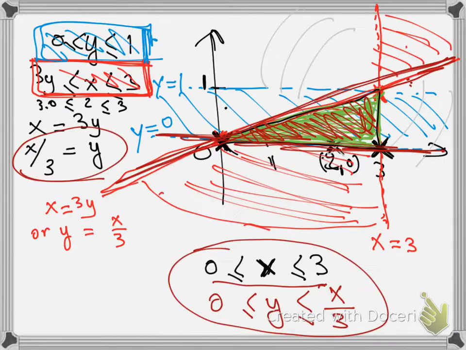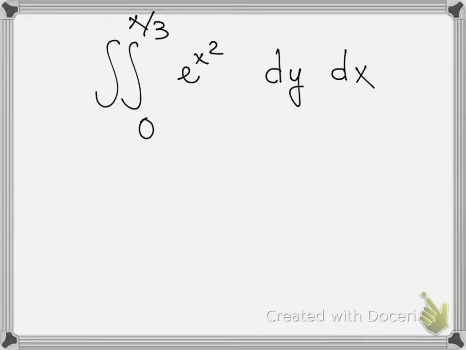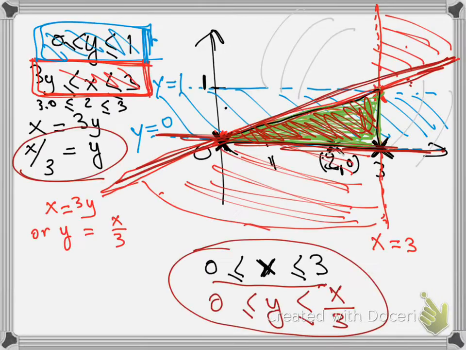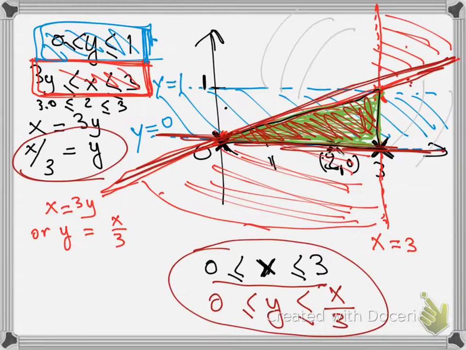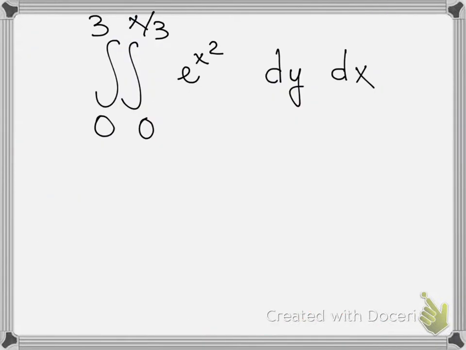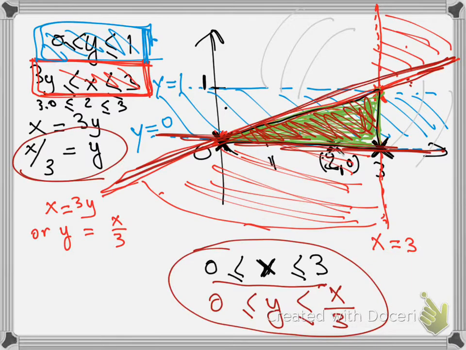And my x, of course, is between 0 and 3. So you see here, guys, be careful here. We have y between 0 and 1, x between 3y and 3. But if you change the order, then you get x between 0 and 3 and y between 0 and x over 3. Okay.